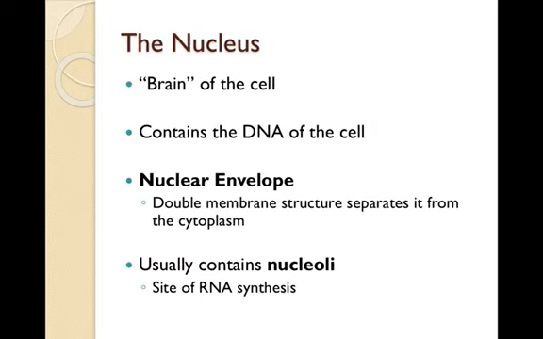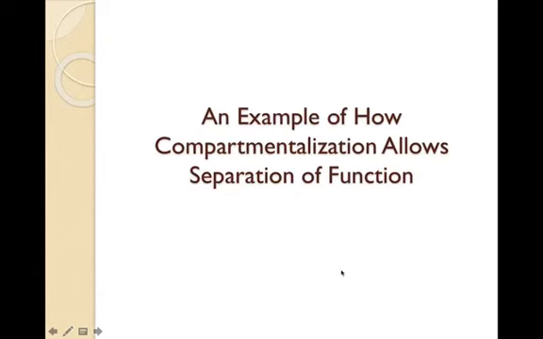A large compartment within the cell is the nucleus. It's often referred to as the brain of the cell. It contains the DNA. There is a separation between the cytosol and the nucleus, and this separation is a double membrane structure called the nuclear envelope. Within the nucleus, there are also little compartments called the nucleoli, and these nucleoli are where RNA is synthesized. So that's an example of how compartmentalization allows for the separation of function within the cell.